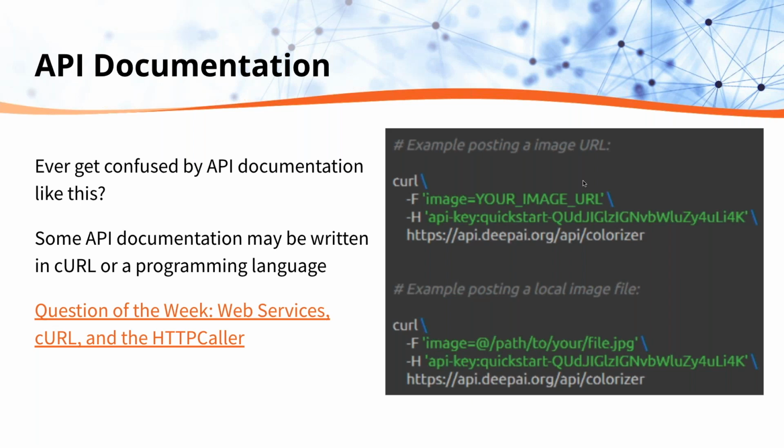API documentation is mainly written for developers in mind, people who do use code to make these calls. Not everyone knows the power of FME and how easy it is to use another program like FME instead of writing your own script. So sometimes API documentation can be written in either curl or a programming language.